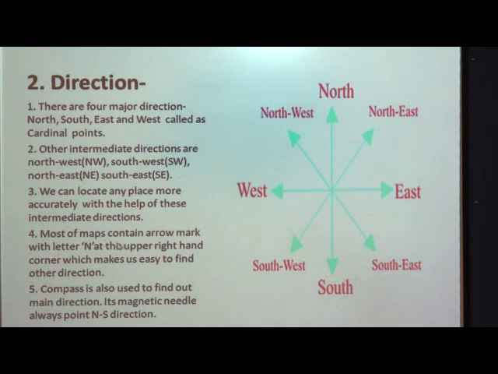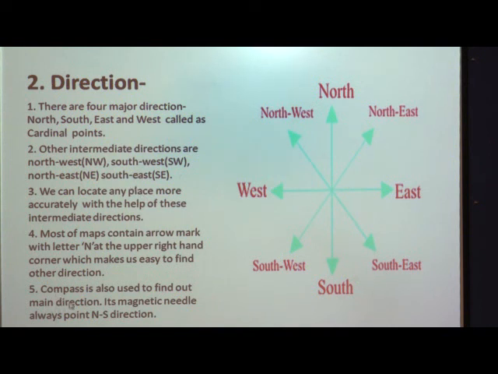Most of the maps contain an arrow mark with the letter N at the upper right hand corner, which makes it easy to find the other directions. Not all maps, but most maps have an arrow mark with letter N at the upper right hand corner. By locating this N, we can find out other directions very easily.